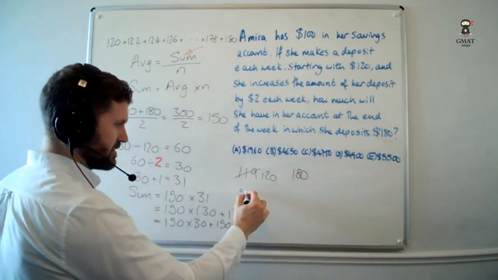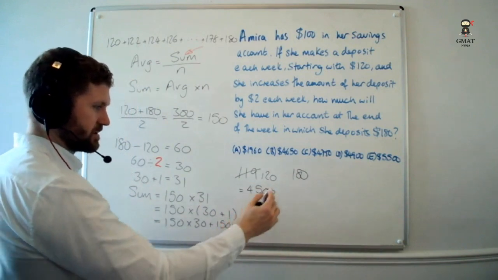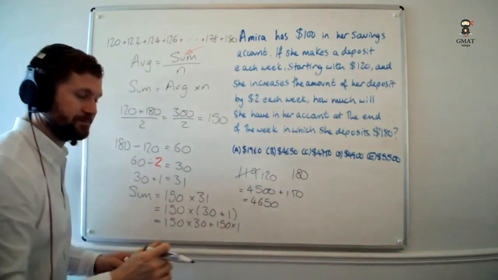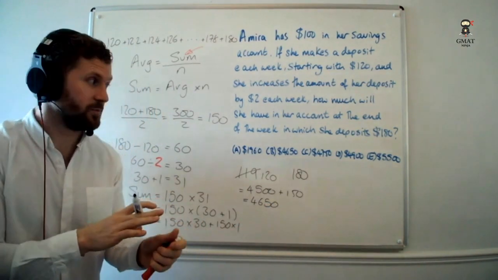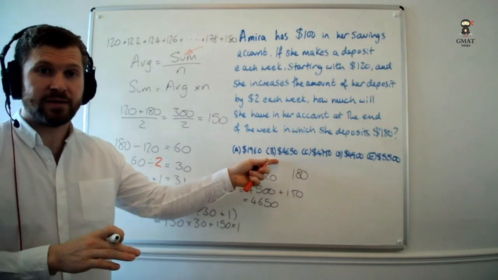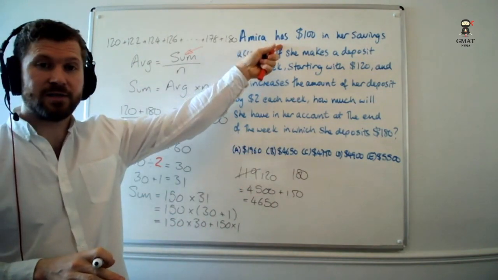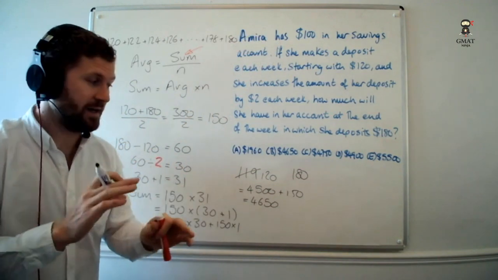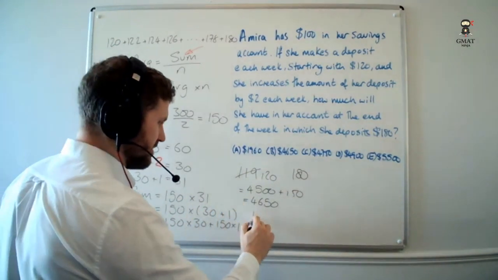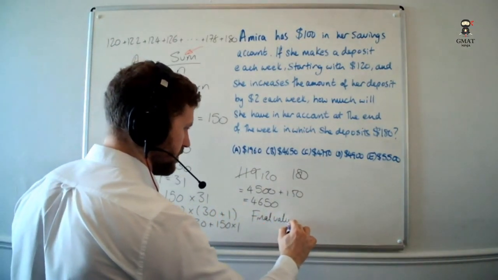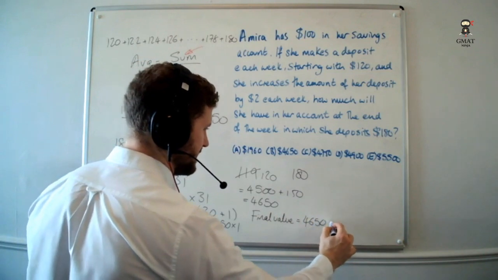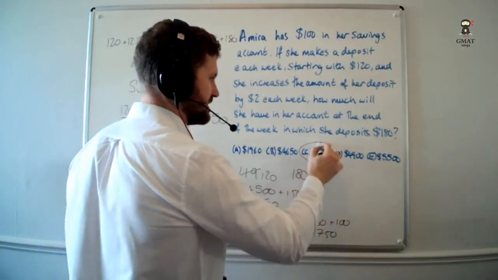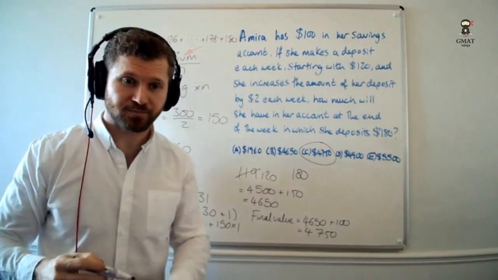Well, 150 times 30, that's 4,500. 150 times 1 is just 150. So that's 4,650. Now we're nearly done, but we're not there. So please don't jump and go for B. Remember right at the start, we said that we were going to ignore that $100 and leave it right till the end. Well, now that we've added up all the 120, 122, 124, all that, now we need to add that back on. So our final value will have that 4,650 plus the 100 that Amira started with. So 4,750 is going to be our final answer. And the answer to this question is going to be C.